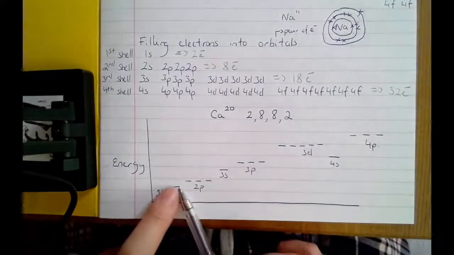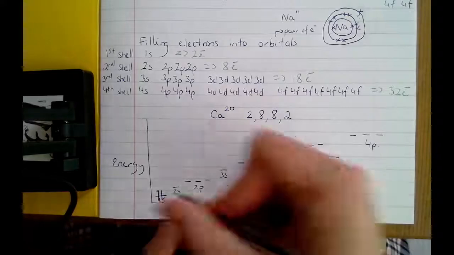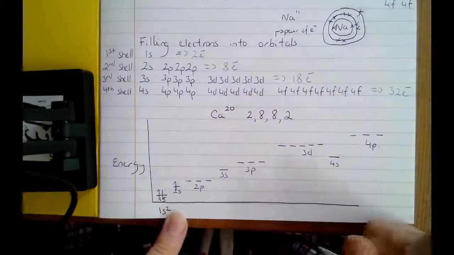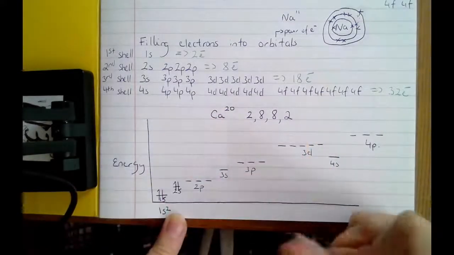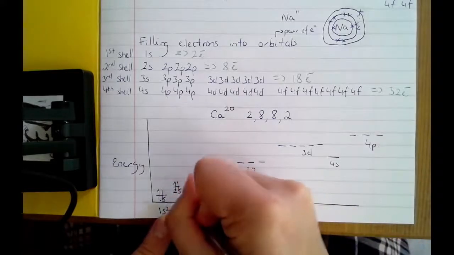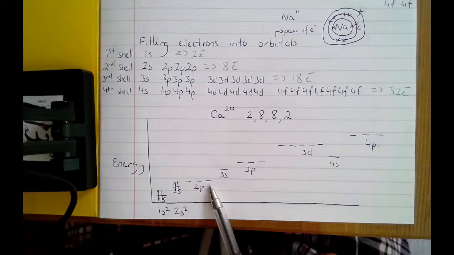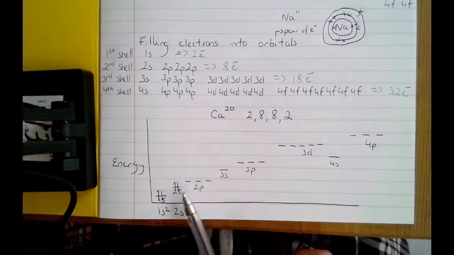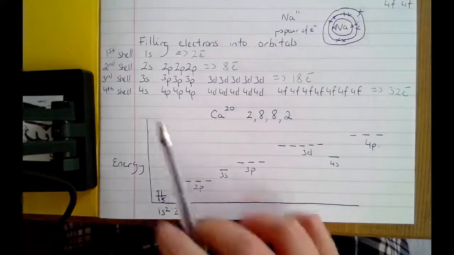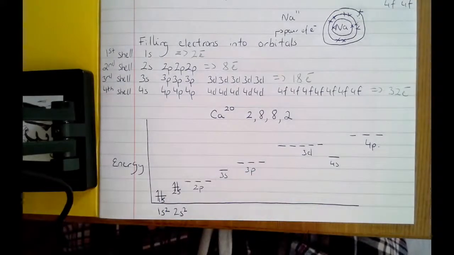I don't move on to the 2s until the 1s is full. I put an electron into 2s and then another electron into 2s. My 2s orbital is now totally full. Then I move on to 2p. Remember, 2s is slightly lower than 2p, so I don't move into 2p until 2s is full, even though they're both part of the second shell.